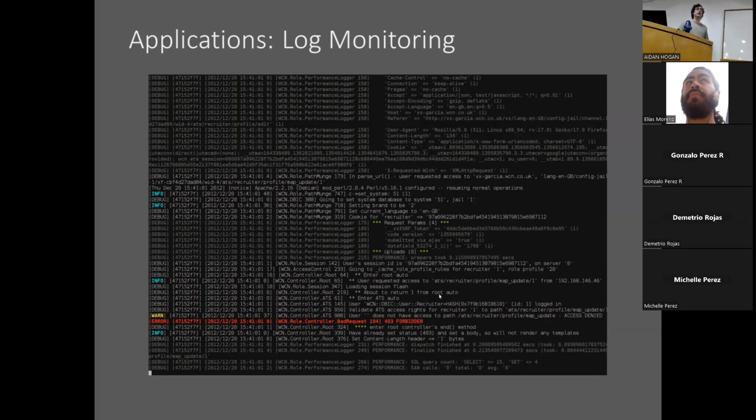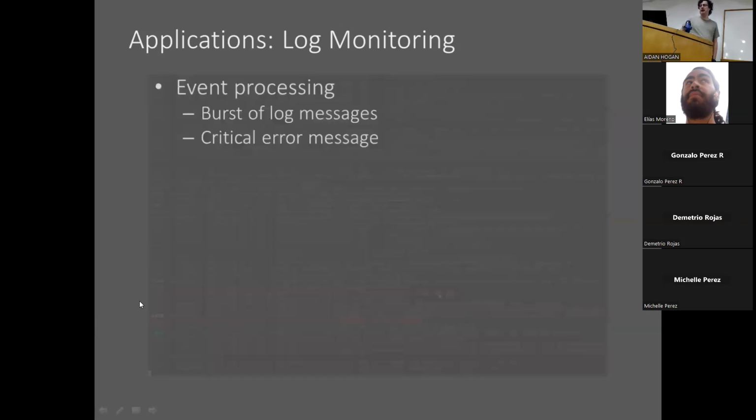If you have some very complex web application that's being used by thousands and thousands of users, you might have logs being produced, where we might have some typical debug or info messages that make it seem like everything's okay, but we want to detect errors to see if there are common types of errors. Event processing would be, for example, a burst of log messages. Maybe a service has failed and is creating a burst of errors.